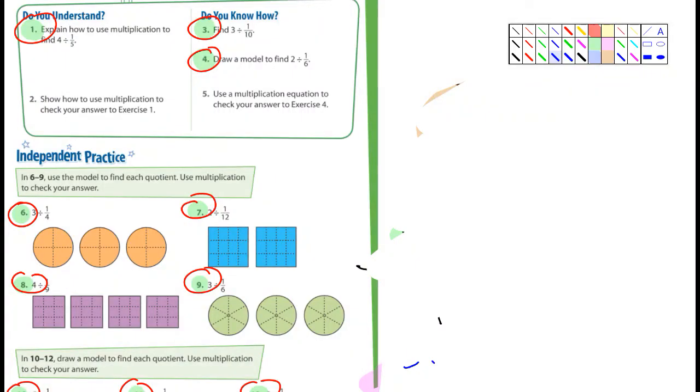Okay, fifth graders, here's a little bit of homework help. So I'm on page, I think this is 395. And let's look at a couple of these together.